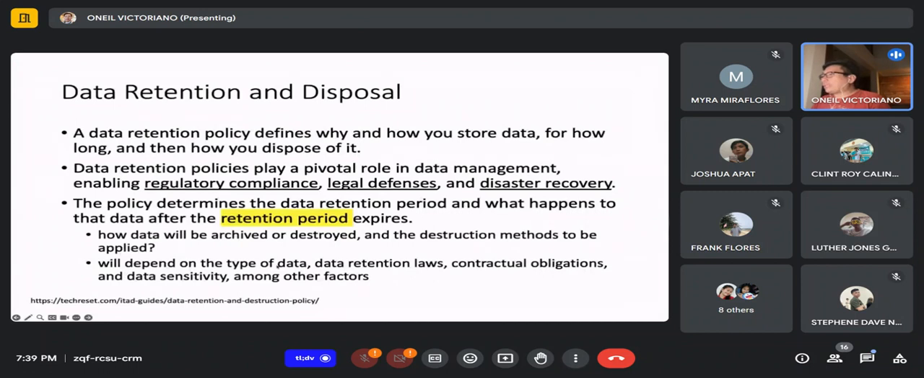So it will depend on the type of data. We discussed earlier the different disposal or archiving techniques for structured and semi-structured, or sorry, for structured data. And then what are the retention laws, what are the contractual obligations? For example, for data over cloud, what are the different contractual obligations over retention and disposal, the sensitivity of data, and among other factors. So it really depends on different aspects of data.